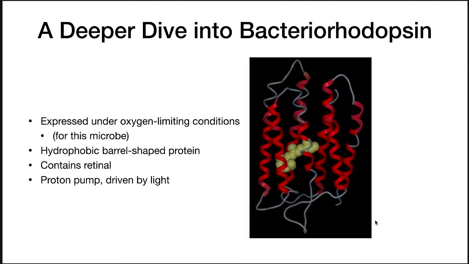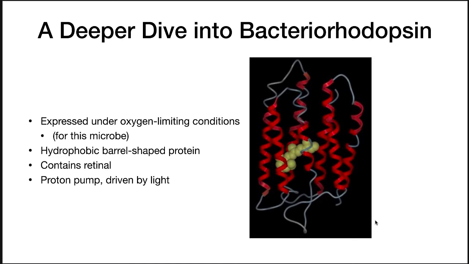Another thing that was very interesting is the presence of actinorhodopsin, and this is a molecule that has a very close homology to bacteriorhodopsin. And remember, we ran across bacteriorhodopsin when we talked about a light-dependent phototrophy that wasn't photosynthesis. Bacteriorhodopsin is expressed under oxygen-limiting conditions for this microbe, and the microbe that we're talking about here is Halobacterium. This hydrophobic barrel-shaped protein spans the membrane and contains at its center a molecule of retinal.